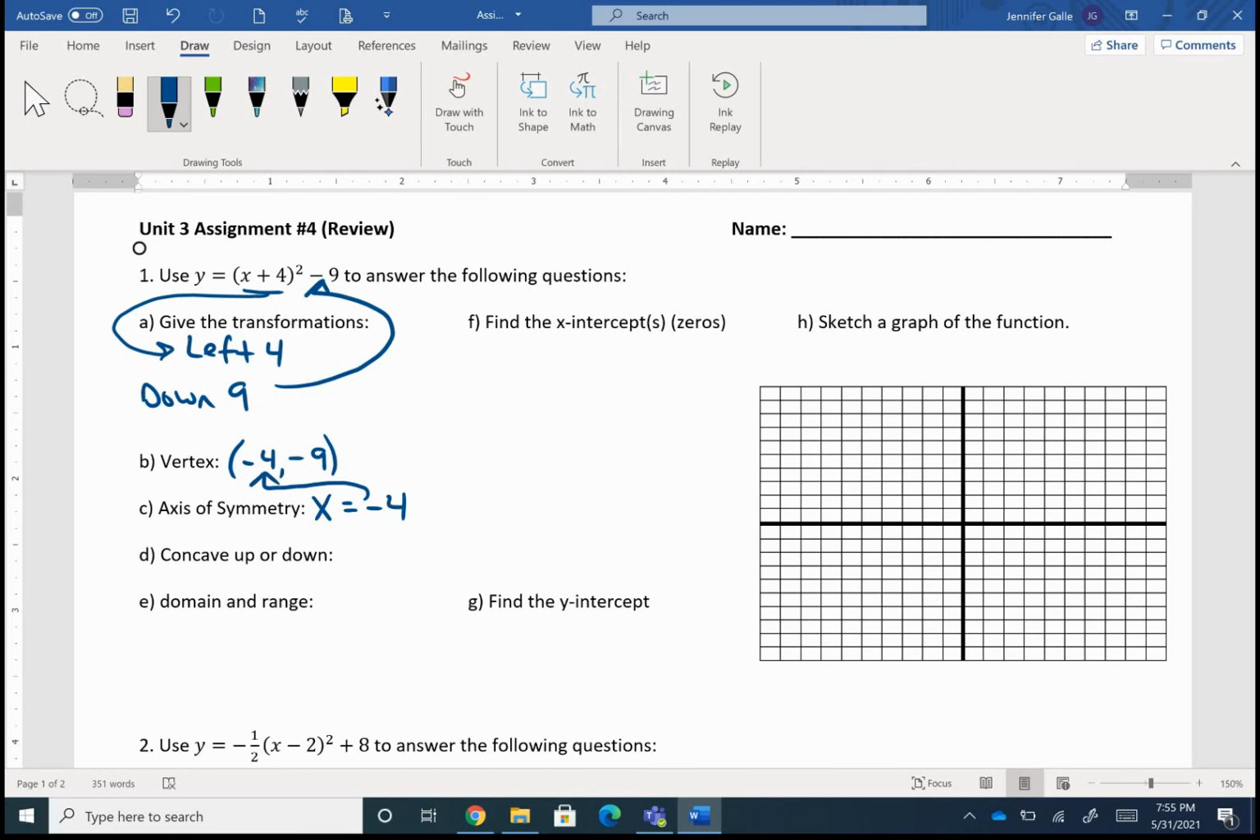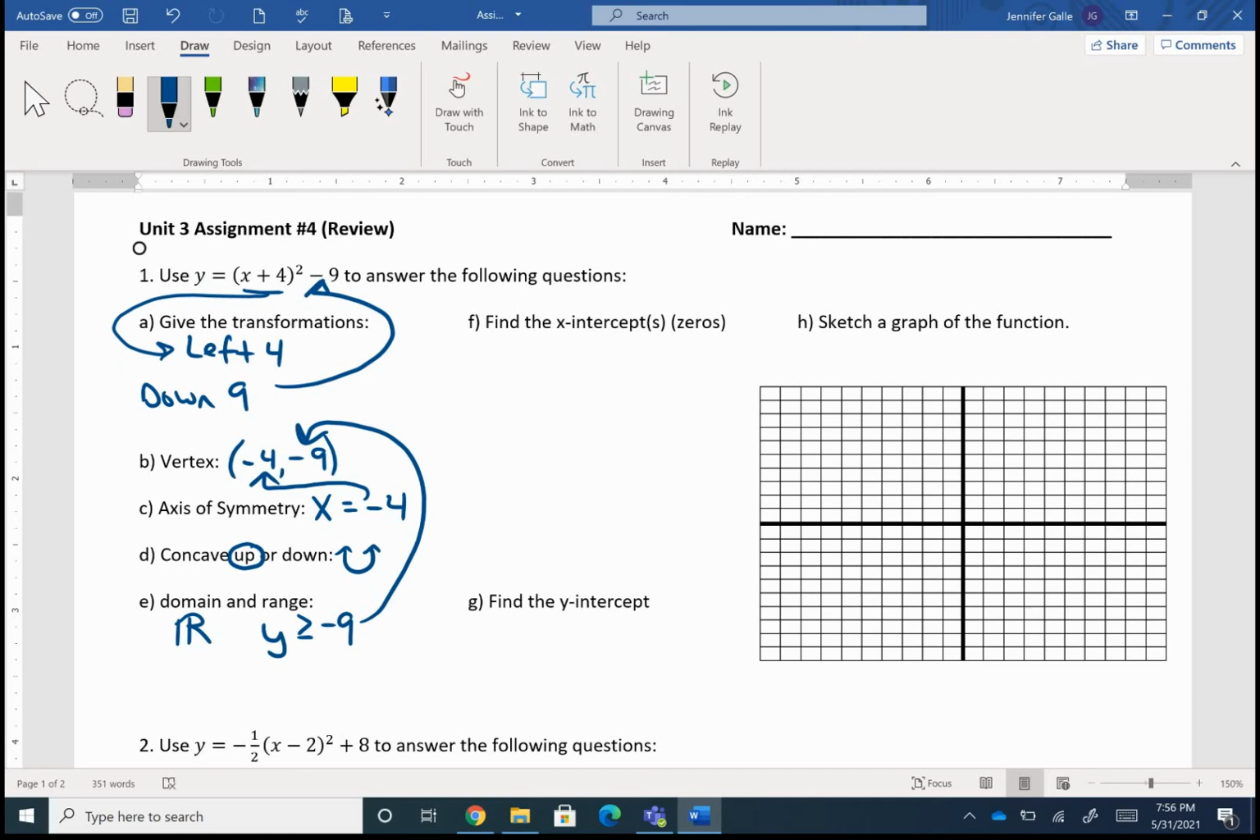Concave up or down. This graph does not reflect. We do not have a reflection for our transformation, so our graph will open up. Remember, we're talking about how the graph opens, not whether or not it moves up or down. The domain is always all real numbers. The range in this case will be a y. The graph opens up, so y will be greater than or equal to, and it's always the y value at the vertex.